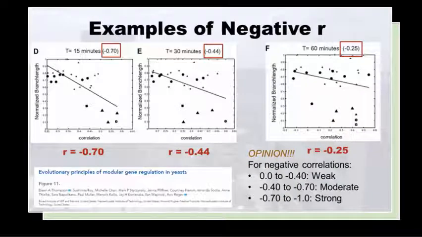Okay, so let's go ahead and look at some real life examples taken from other studies. Okay, and we'll look at what R is doing in these. Okay, so look at D. As you can see, the dots are not necessarily close to the line, but they're decently close. And of course, they're going in a negative direction.